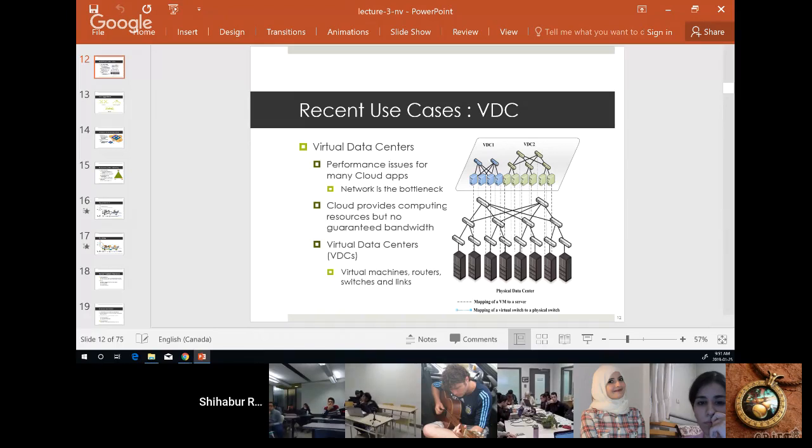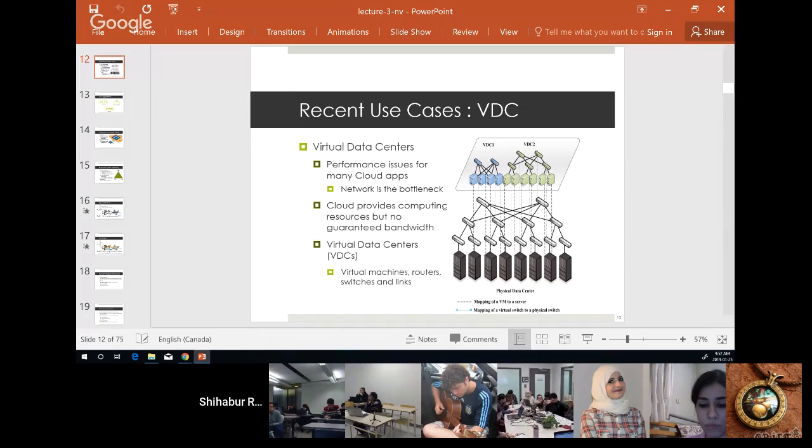So the idea of virtual data centers or data center virtualization is to offer bandwidth guarantees in addition to CPU, memory, and storage guarantees. So not only do we allocate to applications virtual machines with guaranteed CPU, memory, and storage, but also a guarantee in terms of link bandwidth between the different virtual machines that are part of an application. And that is called a virtual data center.